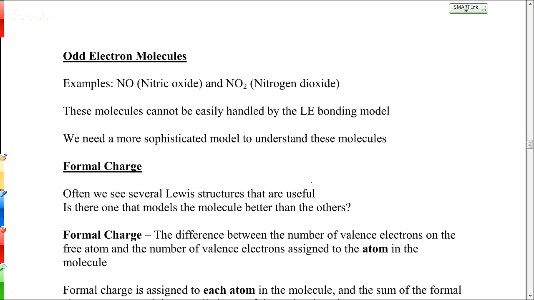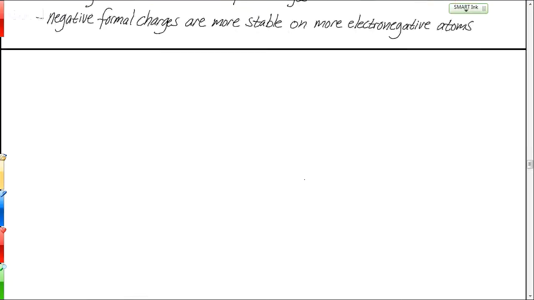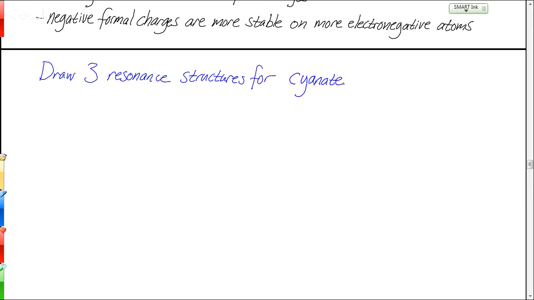All right. Let's try another practice. Oops, it's Isomers.